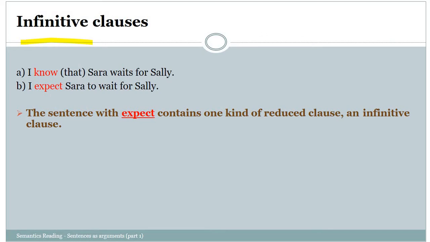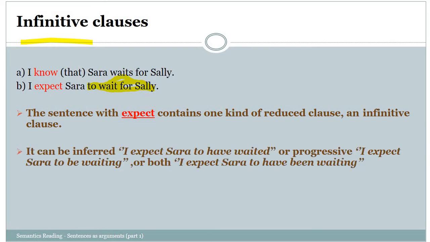When we look at the examples here, we see, I know that Sarah waits for Sally. This is a full statement clause, but when we turn the sentence into one with the verb expect, I expect Sarah to wait for Sally, here you can see an infinitive clause. The sentence with expect contains one kind of reduced clause, an infinitive clause actually. It can be extended as, I expect Sarah to have waited, by putting the infinitive clause into the present perfect form, or perfect form.